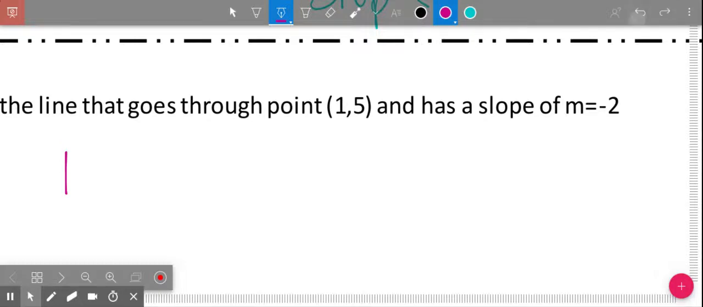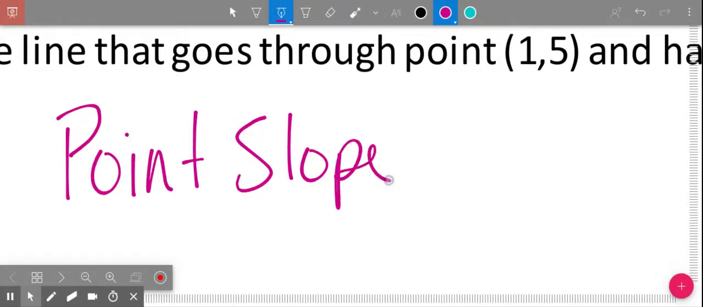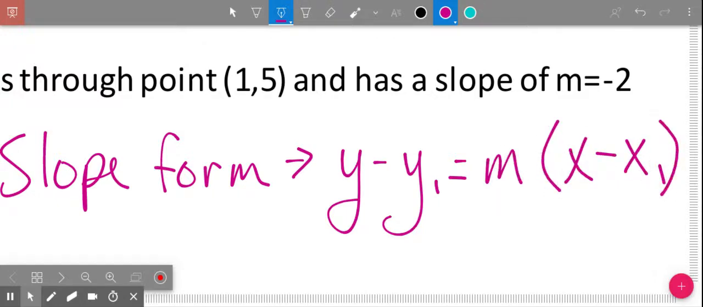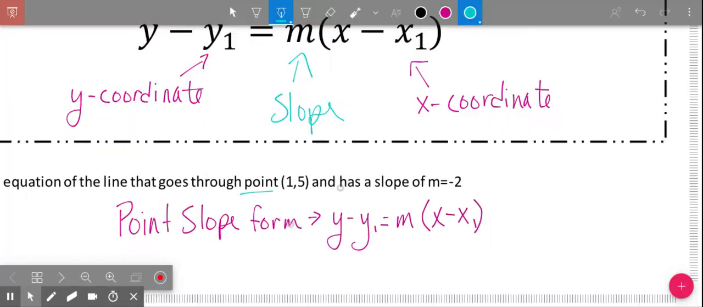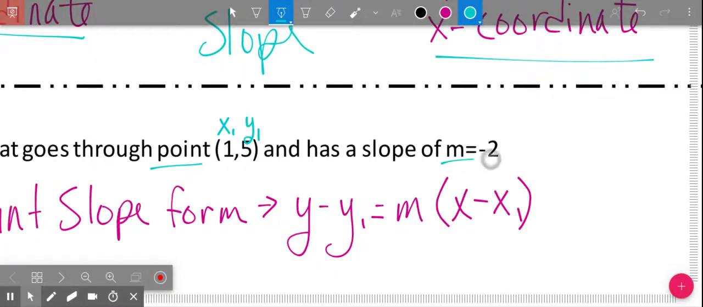Point-slope form is just y minus y1 equals m times (x minus x1). We're just going to substitute in all of our pieces. The point that we're given, our x-coordinate and our y-coordinate, were x1 and y1, so we're going to label those x1 and y1. We also know that the slope is already m, so that's what we're going to put in for m.